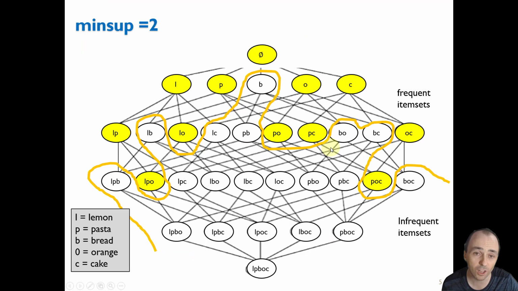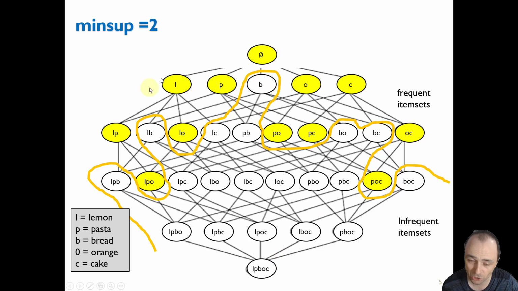So there has been a lot of research about frequent item set mining, and one useful way to think about this problem is to draw a picture as I show you here. So let me explain this again, okay? Here I take the same example about shopping that I have shown to you before. The letter L is for lemon, P for pasta, B for bread, O for orange, and C for cake.